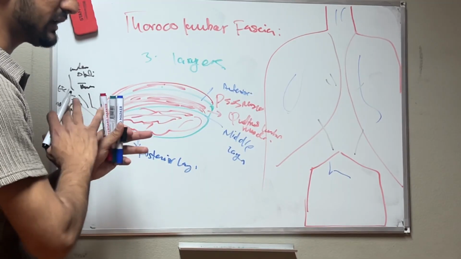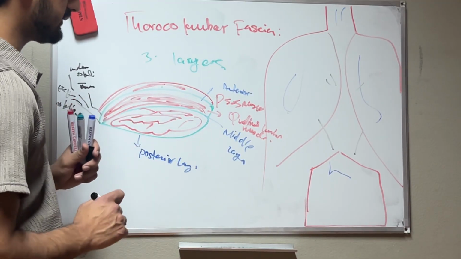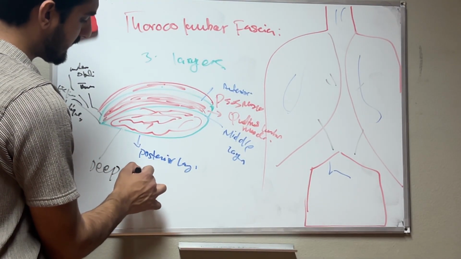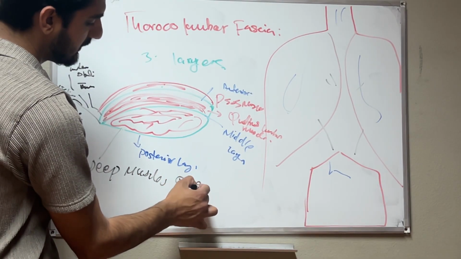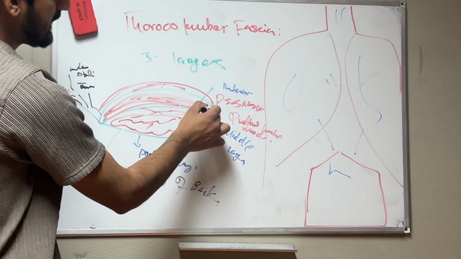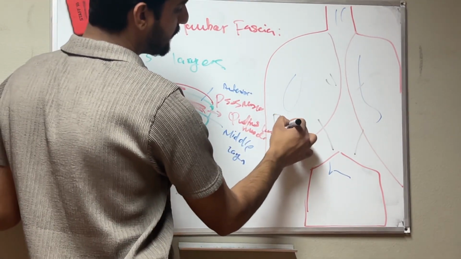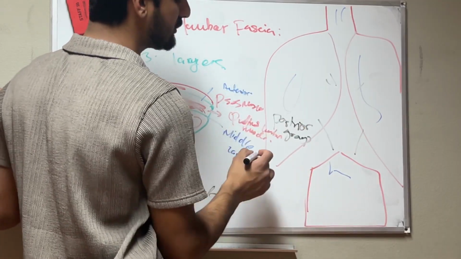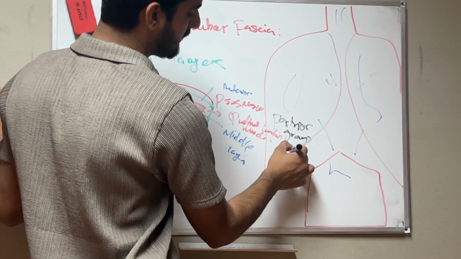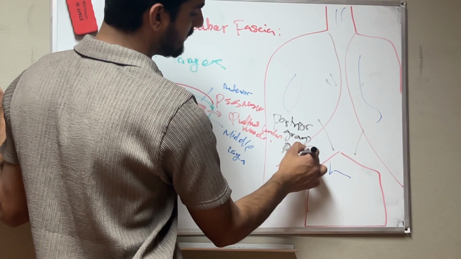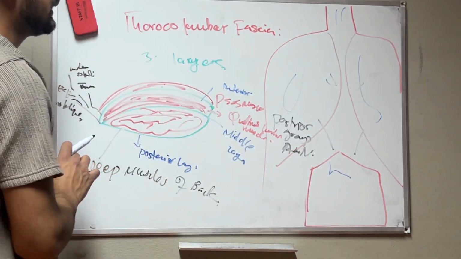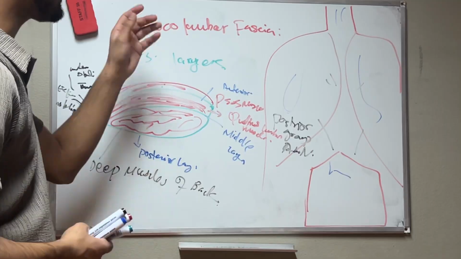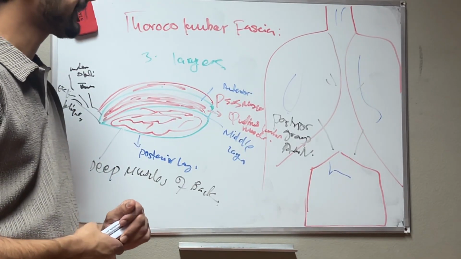The posterior layer covers all the deep muscles of the back. The middle layer covers the posterior group of abdomen muscle, which has only one muscle, the quadratus lumborum. And the anterior layer covers the psoas major muscle. These are the thoracolumbar fascia. Okay, thank you.